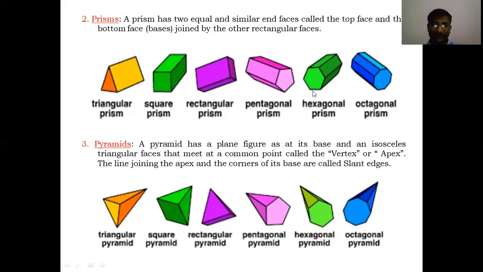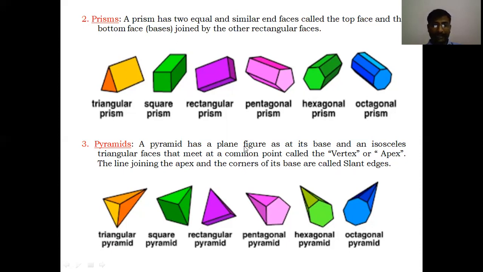Hexagonal prism having 6 base edges, 6 face edges. Octagonal prism having 8 base edges and 8 face edges. Okay. Third type of solids are called pyramids.